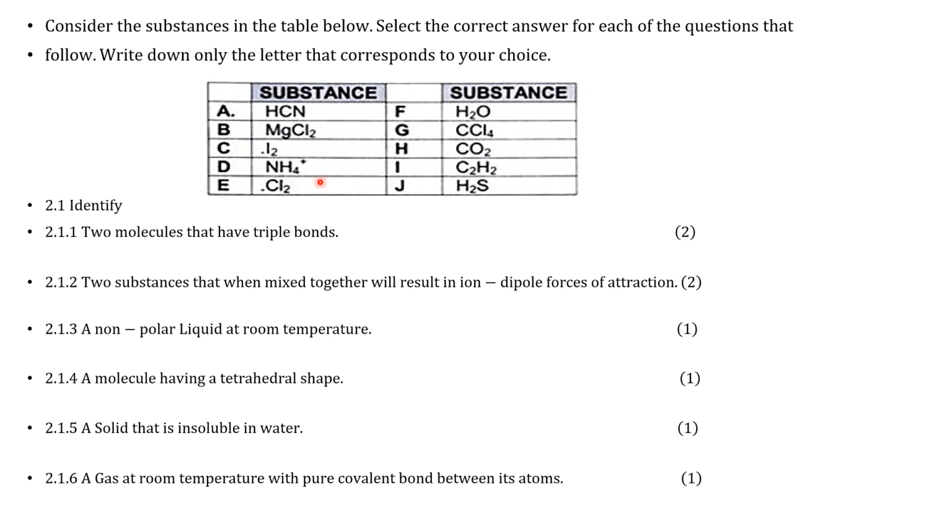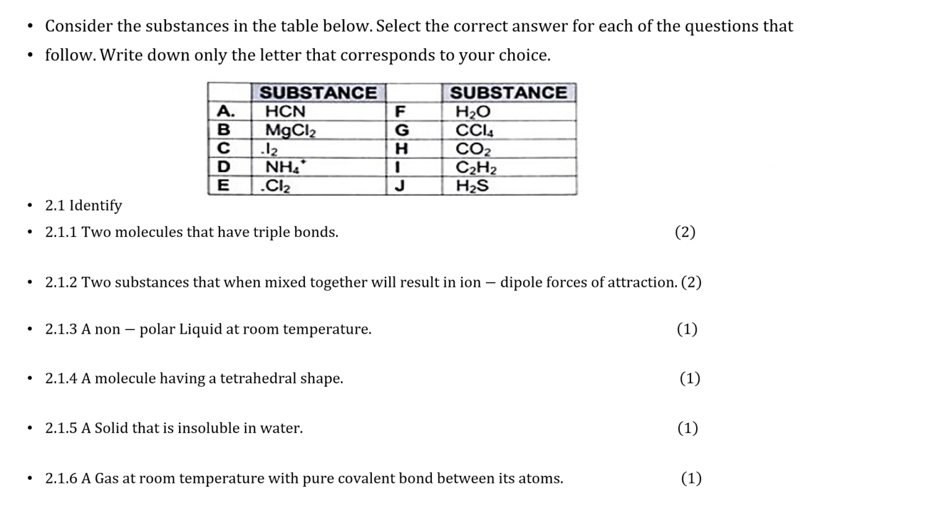HCN, magnesium chloride, iodine, ammonium ion, chlorine, water, carbon tetrachloride, carbon dioxide. That's what C2H2 and H2S. Alright, so for 2.1, identify two molecules that have triple bonds out of this list. Two substances that, when mixed together, will result in the ion-dipole force of attraction. So an ion is a charged particle, it forms a dipole, a separation of charges in the other one, and they attract each other. A non-polar liquid at room temperature, a molecule having a tetrahedral shape, a solid that is insoluble in water, and a gas at room temperature with pure covalent bonds between its atoms.